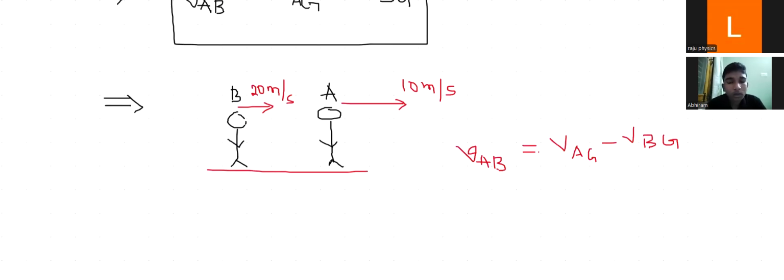Clear? So what is the velocity of A with respect to the ground? 10 minus 20. What is the value? Minus 10 meters per second. Please copy it. Now we'll do some more problems.